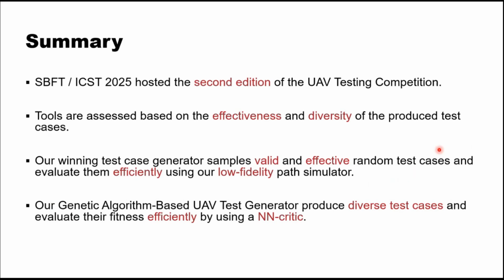That brings us to an end. To summarize, the second edition of the competition took place at the end of last year, I believe. The tools are assessed on how effective they are and how diverse the tests they produce are. Anas' winning entry generated samples that are both valid and effective. And then we're looking at using this GA and a neural network-based critic to further look at how we can produce diverse test cases and evaluate the efficiency using the neural network critic. Thank you very much.